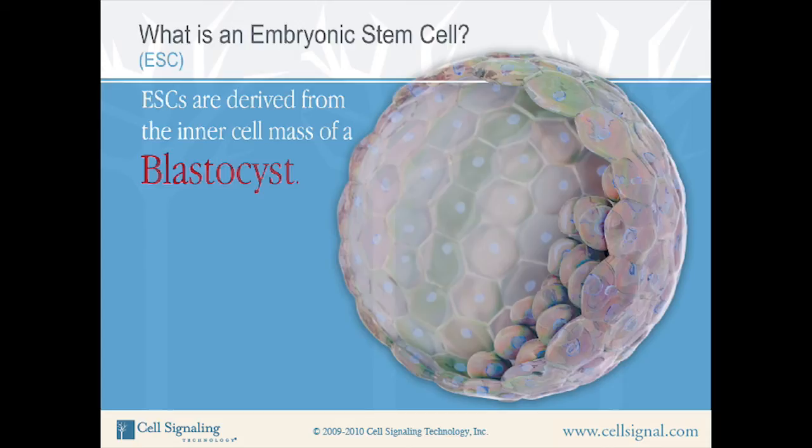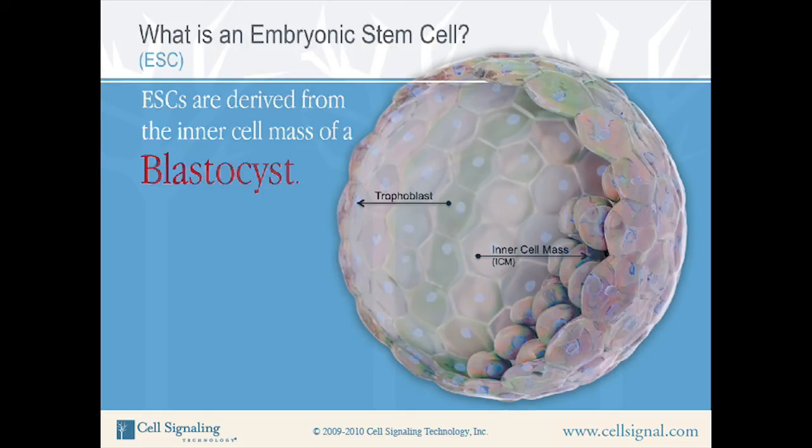A blastocyst contains approximately 70 to 100 cells and consists of an inner cell mass, also called the ICM, inside a cavity surrounded by a layer of cells called the trophoblast. Cells of the trophoblast later develop into the placenta and regulate implantation of the embryo. Cells of the inner cell mass are called embryonic stem cells and later develop into the new organism.